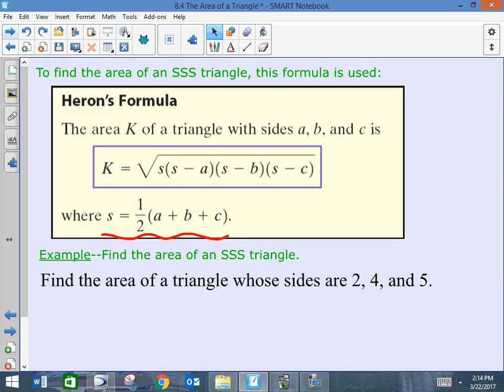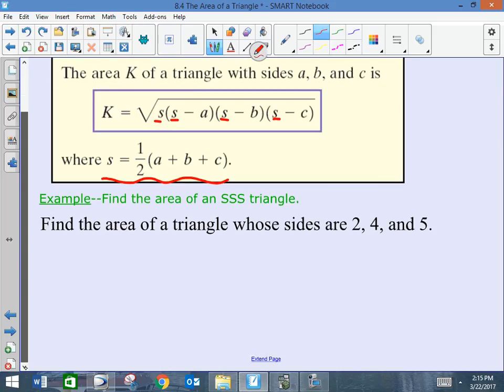But the A and the B and the C are your 3 sides. It's almost the average, but it isn't because it's 1/2 instead of 1/3. But you're going to add the 3 sides and divide by 2. That's going to go here, here, here, and here. In these places, we're going to find the difference between S and A, S and B, S and C.